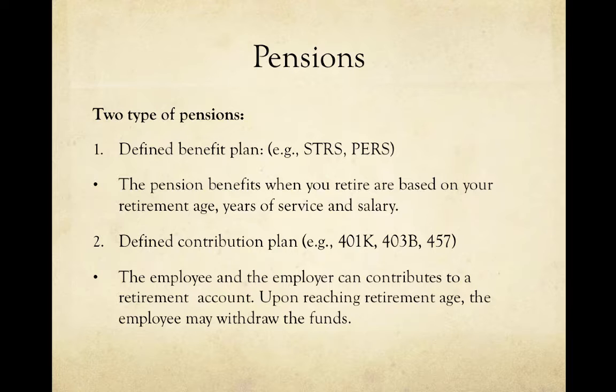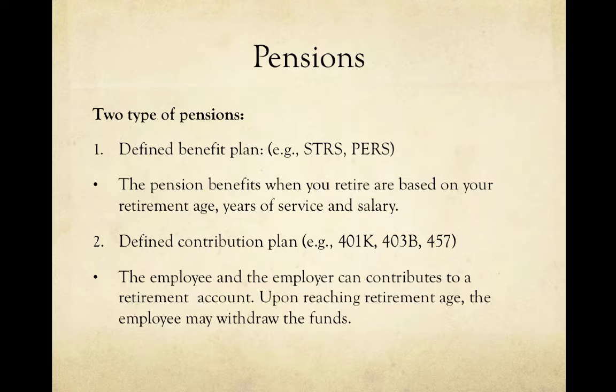These plans are a little bit different because your pension benefits when you retire are based on different factors. One being the age at which you decide to retire, the number of years of service, and typically your highest salary. So let's say, for example, you worked for a college and you decided to retire at age 65. You have 30 years of service and your highest salary is $100,000.